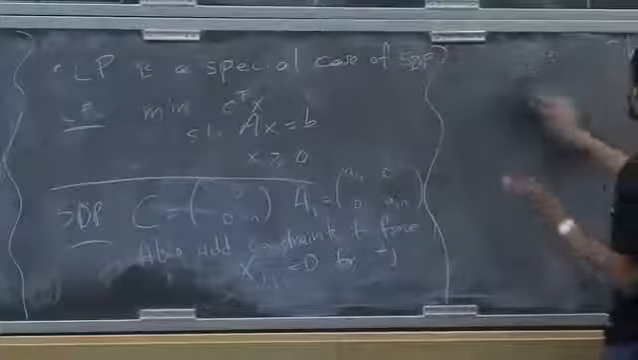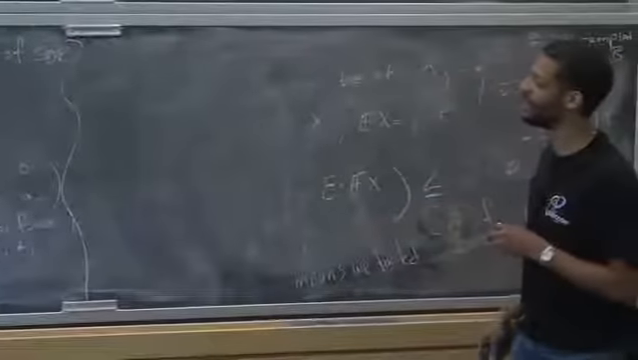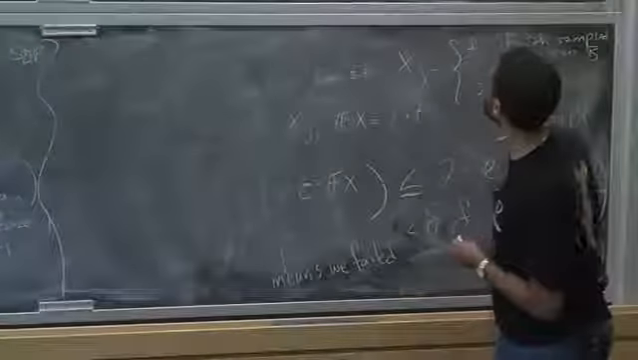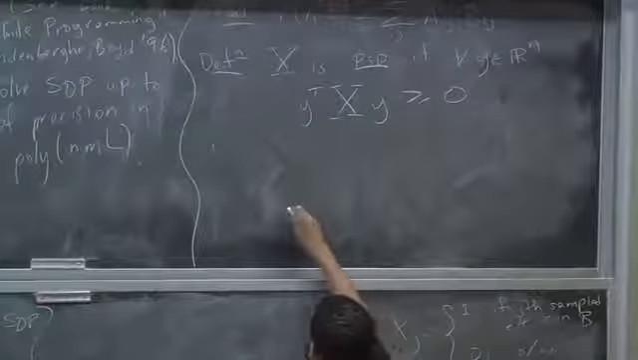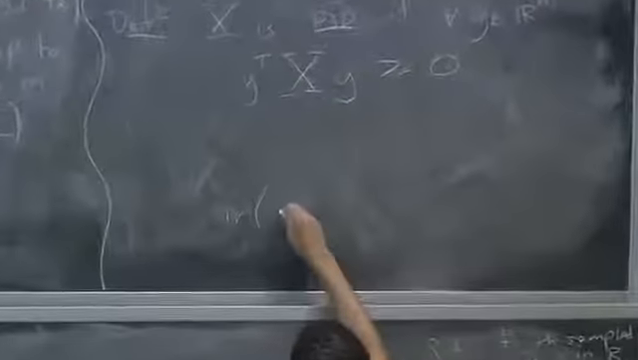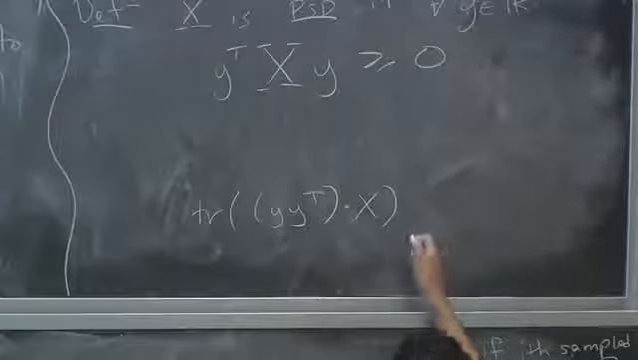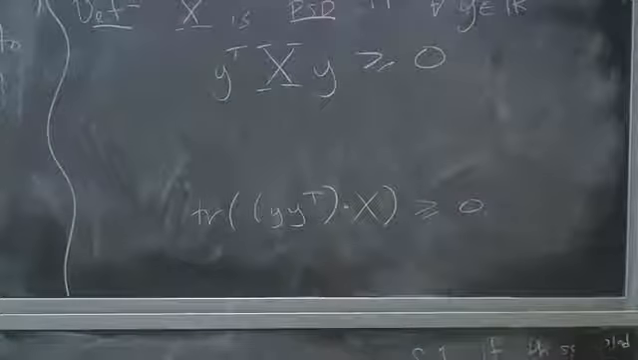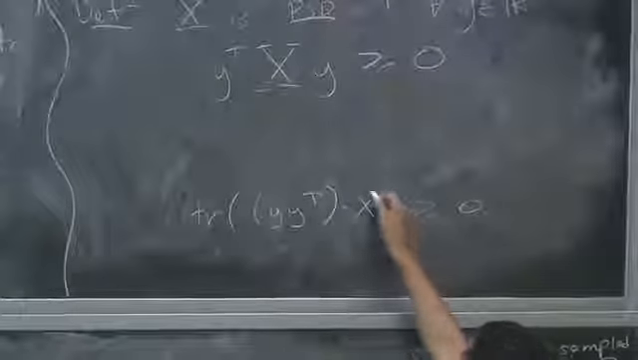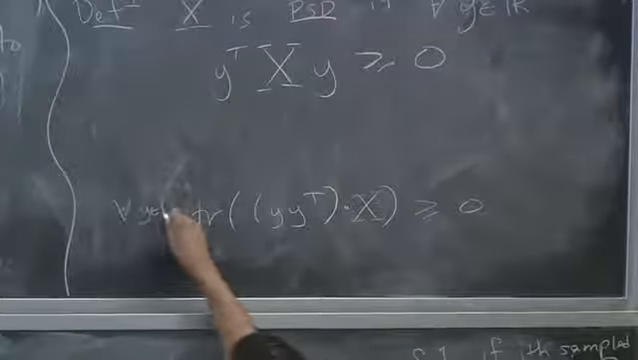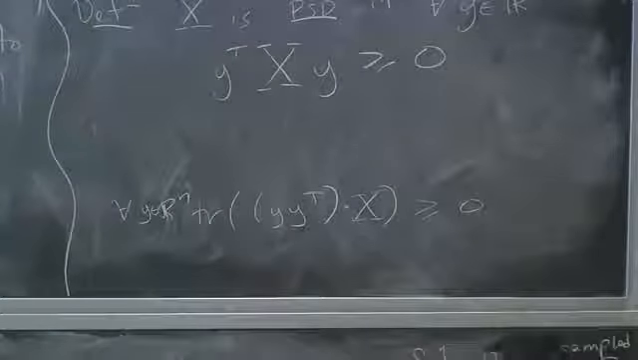And I won't say much more about this, but SDP is actually also a special case of LP, where you have infinitely many constraints. Basically for every y, you can write a constraint where the trace of your matrix, like y transpose times X, should be at least 0. So if you have infinitely many constraints in your LP, you can represent an SDP. But of course, that's a really big LP.